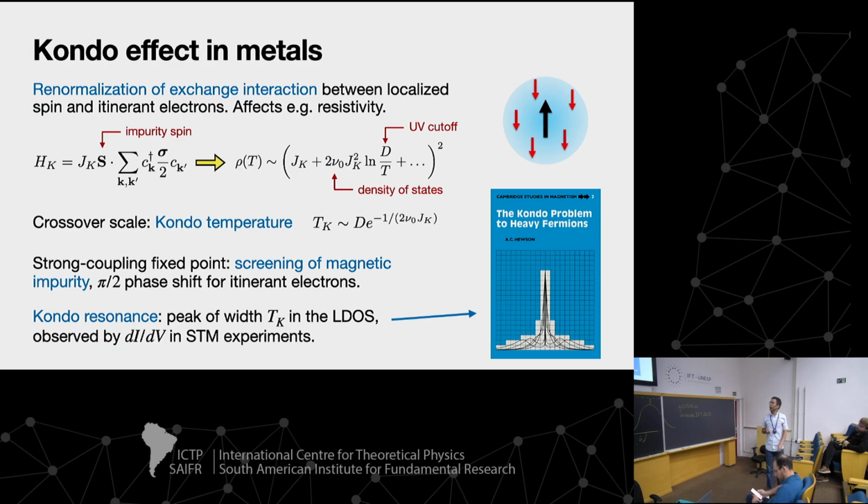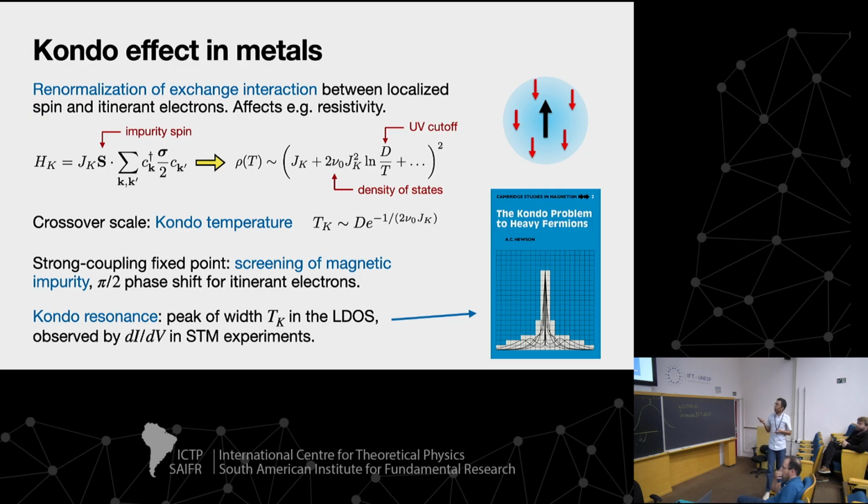In the original version of the problem, people were interested in understanding the resistivity at low temperatures, and within perturbation theory, resistivity comes from second-order perturbation theory. If you go to higher orders, you start to see that the resistivity increases as you go to lower temperature, and you can cast the result in terms of a renormalization of the effective coupling constant that actually diverges as you go to lower energies.